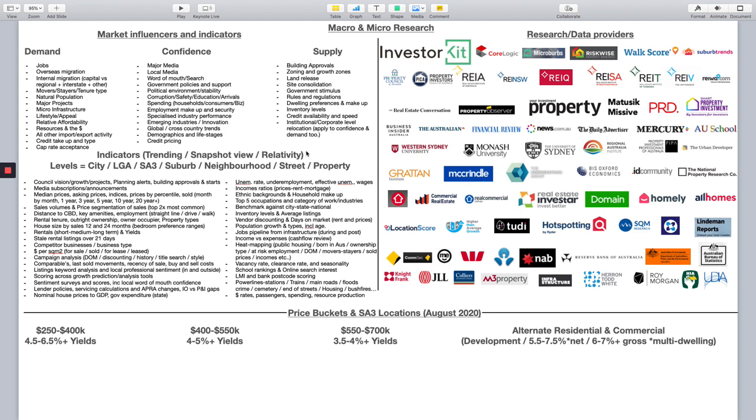Market influences and indicators. There are many things that can make a market move: demand, confidence, supply. Demand, sentiment, supply, some may say, but essentially some may just say demand and supply. How much is available or can be made available? What do people think? What do people want? So it's a very simple way to put it.